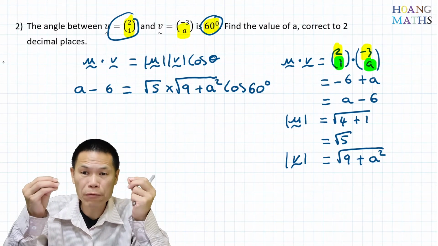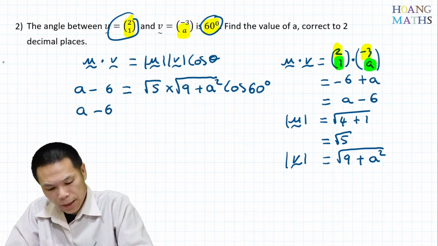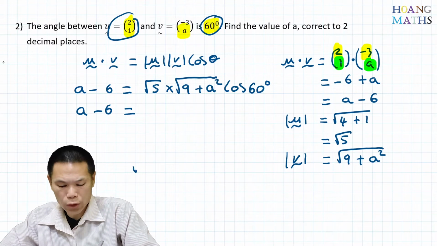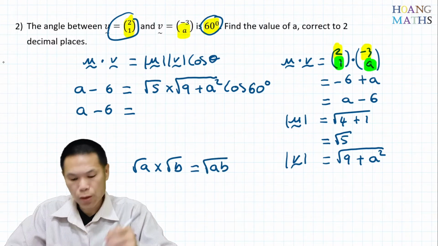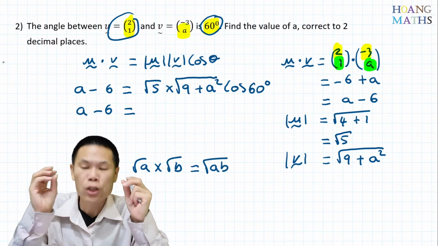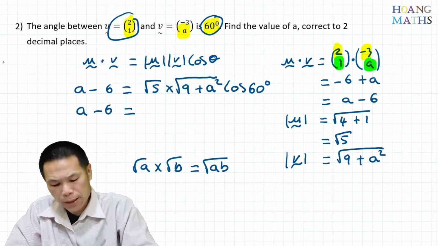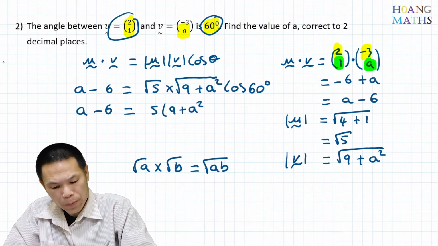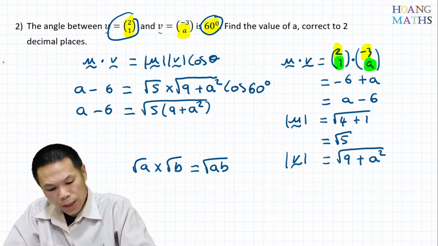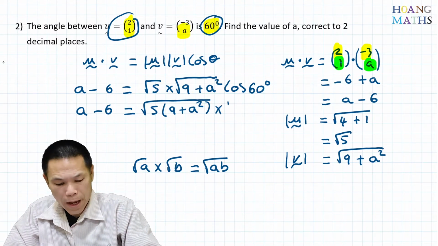Now let me just simplify a little bit further. So that will give me a minus 6 is equal to, now we know that square root of a times square root of b will give me the square root of ab. So therefore, square root of 5 times square root of 9 plus a squared is exactly the same as the square root of 5 times (9 plus a squared). And cos of 60 degrees is a half. So we times by a half.